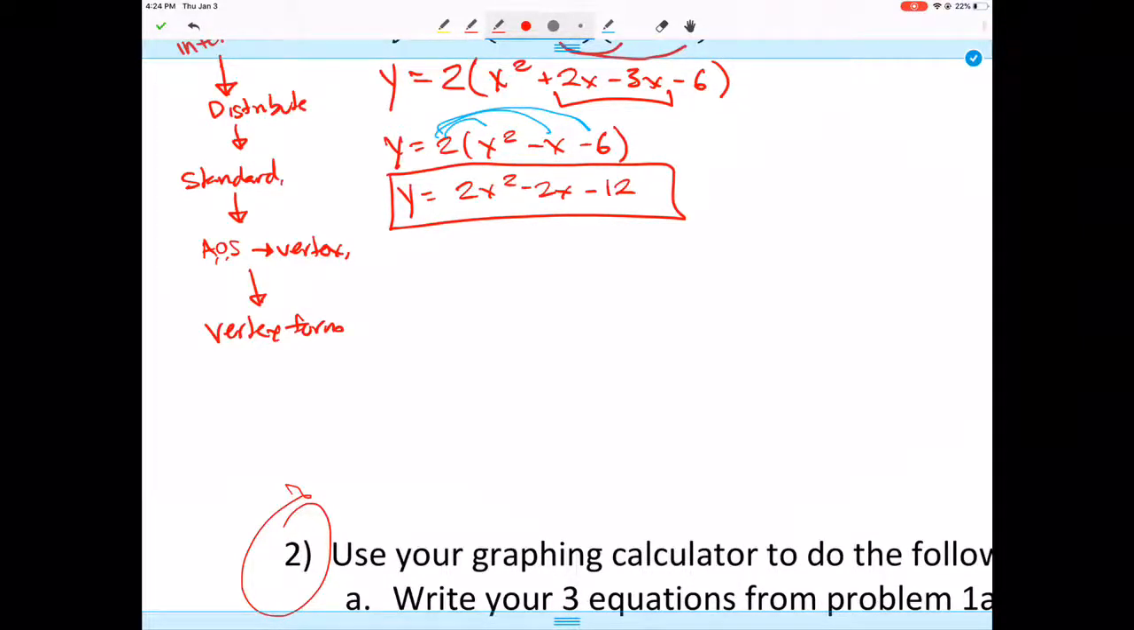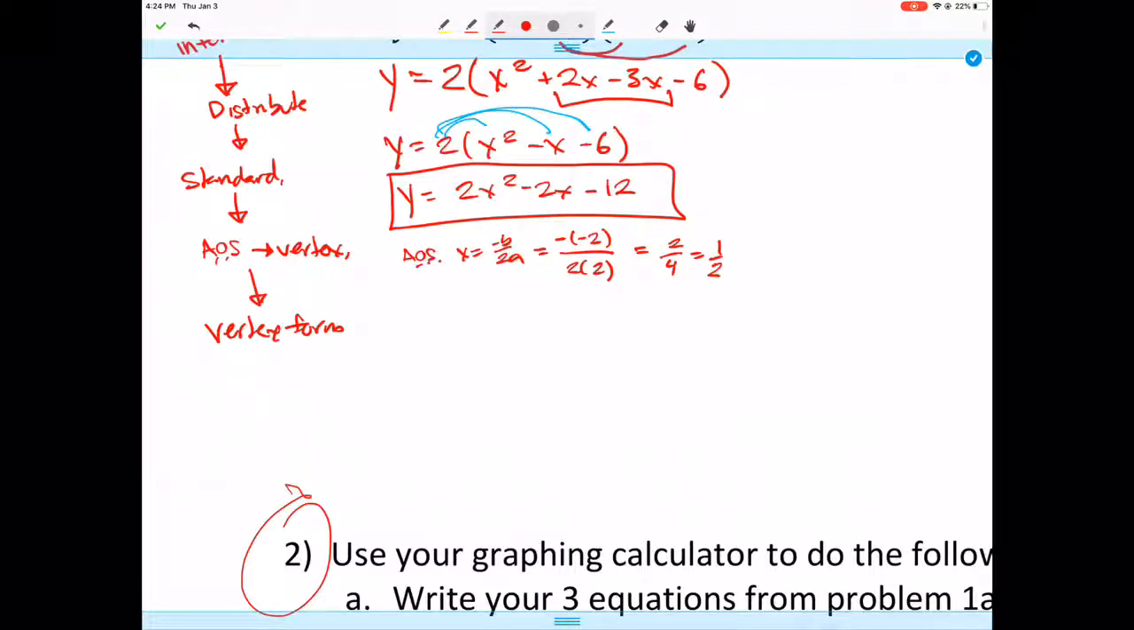Okay, so let's do that. Axis of symmetry is x equals negative b over 2a. b is negative 2, so that'd be a negative negative 2 all over 2 times a, which is 2. And that gives us 2 over 4 equals 1/2.